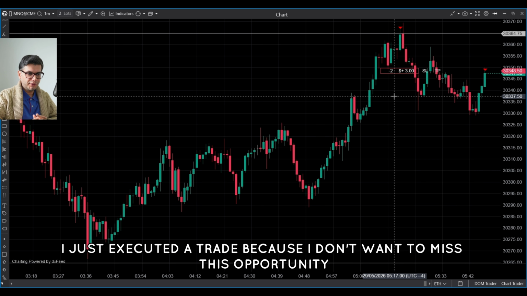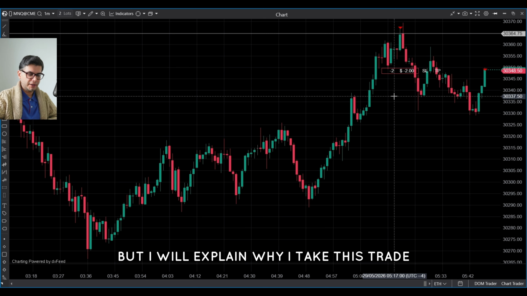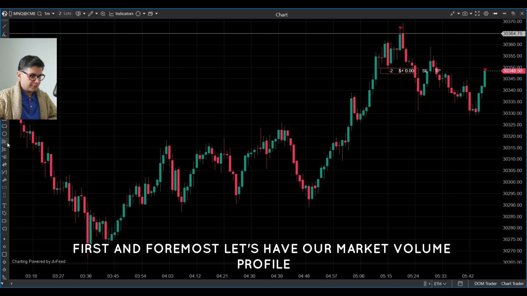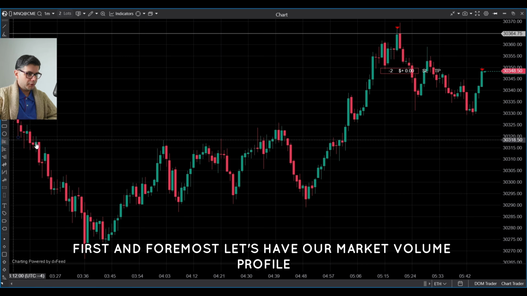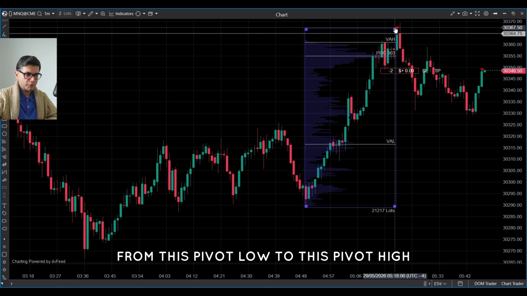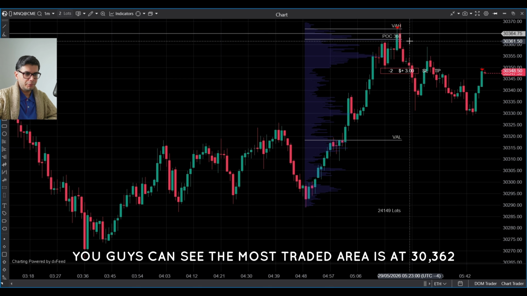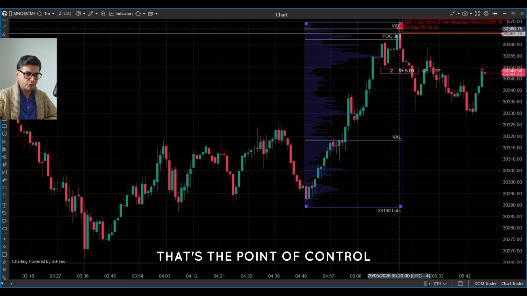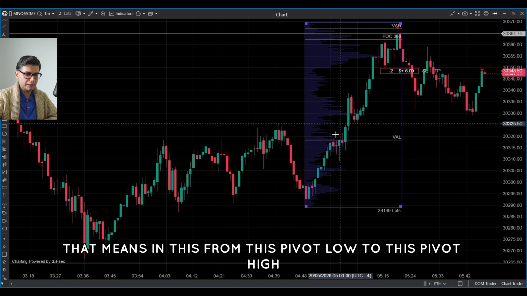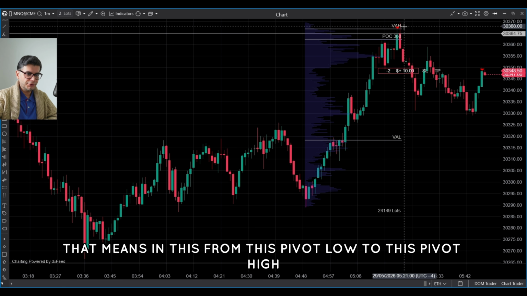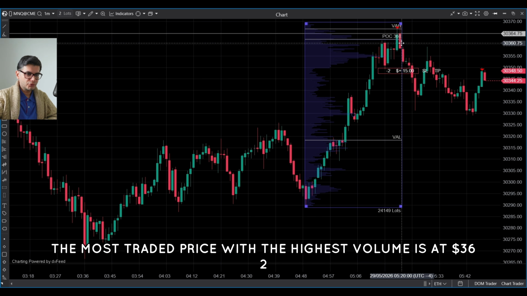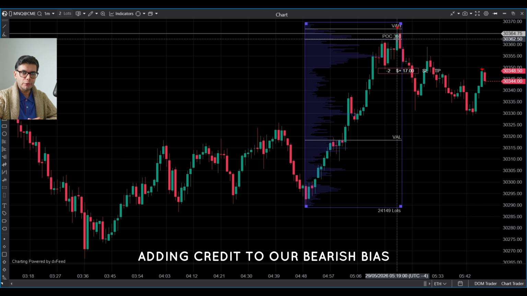I just executed a trade because I don't want to miss this opportunity, but I will explain why I took this trade. First and foremost, let's have our market volume profile from this pivot low to this pivot high. You guys can see the most traded area is at 30,362. That's the point of control. That means from this pivot low to this pivot high, the most traded price with the highest volume is at $362, adding credit to our bearish bias.